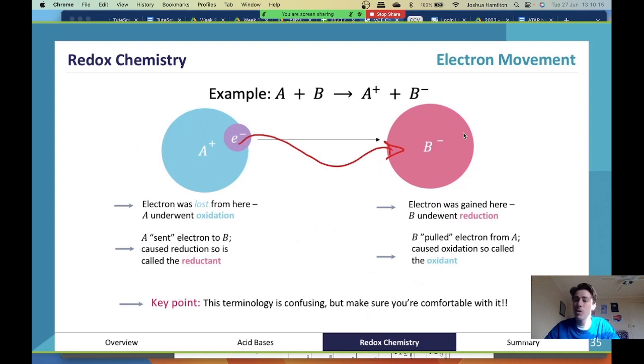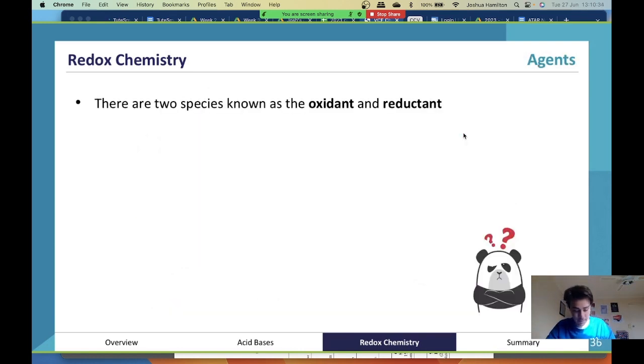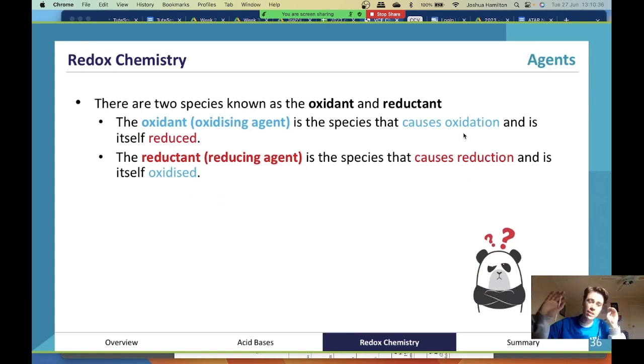For B, we think that B pulled the electron. So we're saying B actually pulled the electron from A, and even though B itself underwent reduction because it gained that electron, it caused A to undergo oxidation by removing that electron from it. So we call B the oxidant. So this may be a better way of seeing it. You'll notice in older exams they use oxidizing agent and reducing agent. It's old terminology, but it's still acceptable to be used. The oxidant is the species that causes oxidation but is itself reduced.